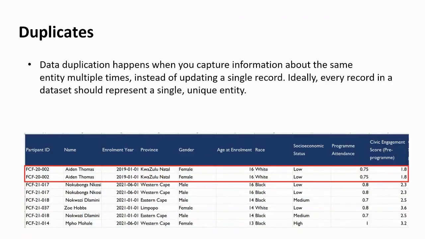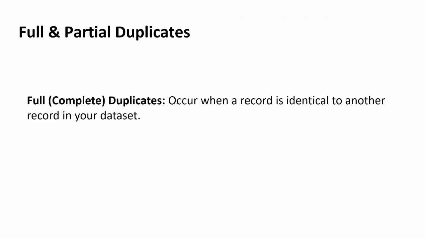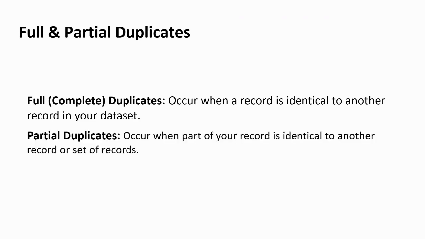See here an example of data duplication. The unique identifier FCF20002 Aiden Thomas is appearing more than once in this dataset. If you check closely at all the data points referenced for row 1 and row 2, they are all the same, thus constituting duplication. There are two types of duplicates: full duplicates and partial duplicates. Full duplicates occur when an entire record is identical to another record in your dataset. The example of Aiden Thomas I showed you in the previous slide is a typical case of a complete duplicate. And then we have partial duplicates, which occur when part of your record is identical to another record or set of records in your dataset.